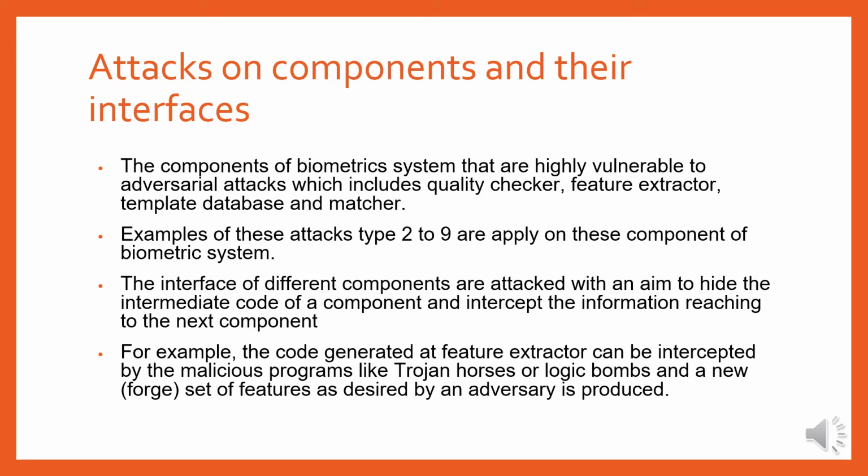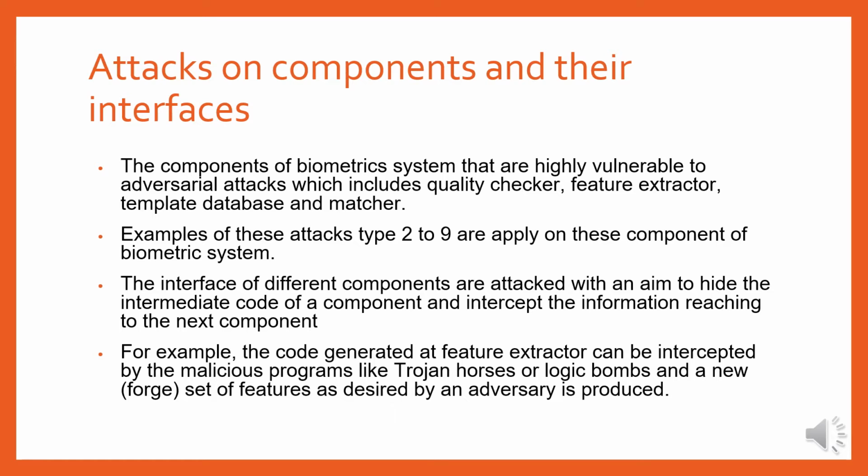Now I will talk about the attacks on the components and their interfaces. The components of a biometric system that are highly vulnerable to attacks include the quality checker, feature extractor, template database, and matcher. Examples of these attacks are types 2 to 9, which are replay attack, fake data image, override feature extractor, feature vector attack, override matcher attack, override decision attack, and modify templates. These are the attacks applied on the components of the biometric system.